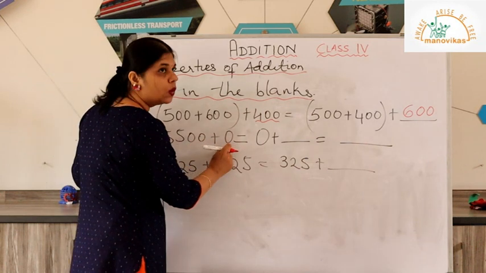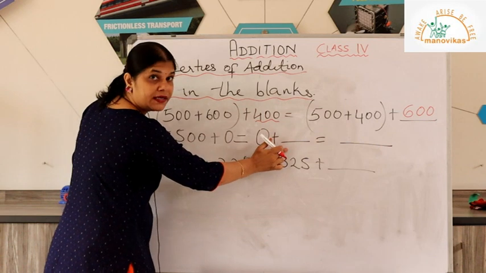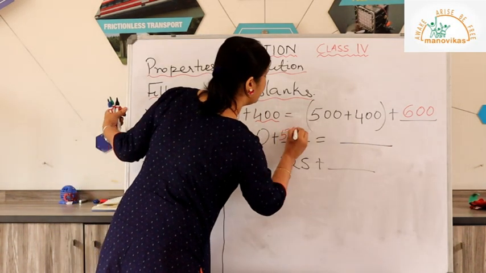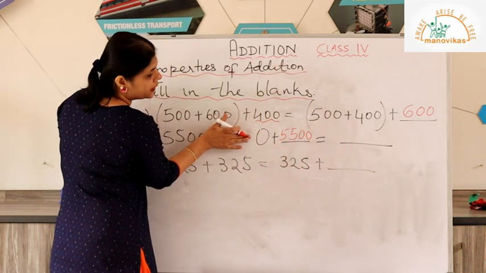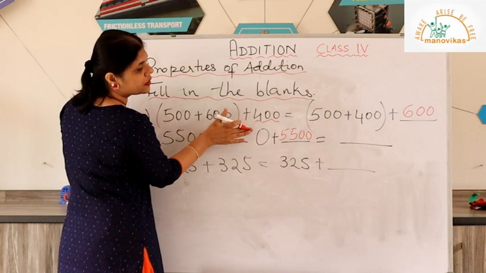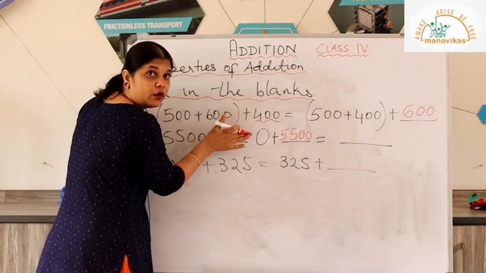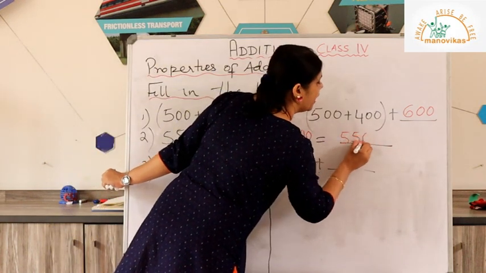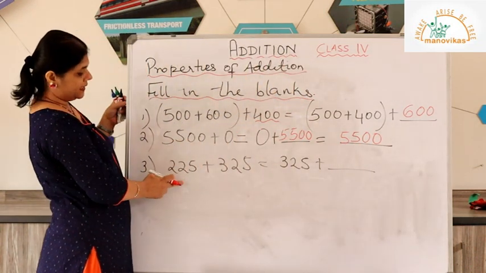5500 plus 0 is the same as 0 plus, yes, say it, yes, you are correct, 5500. Now focus on this, 0 plus 5500. What is the zero property, children? Which number you will write here? Yes, you are correct, 5500. Right? Now go to the third example.